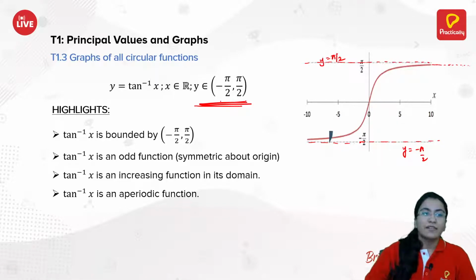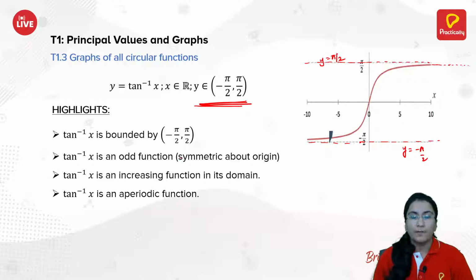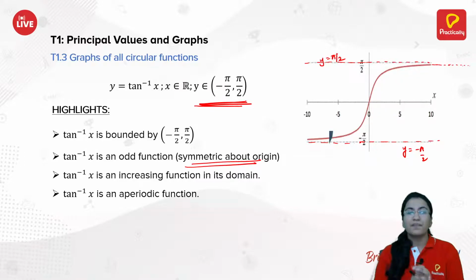Next is tan inverse x is an odd function. You can see that this graph is symmetric about the origin, and if the graph is symmetric about the origin, that means it is an odd function, right?